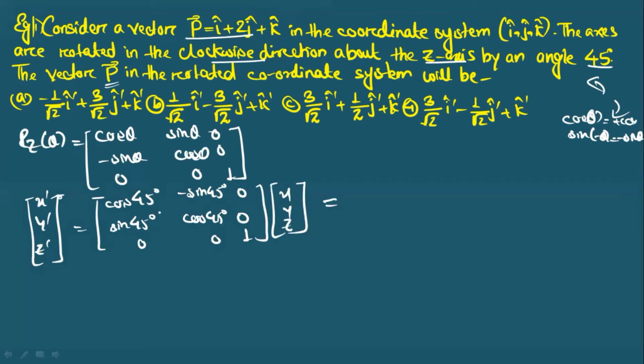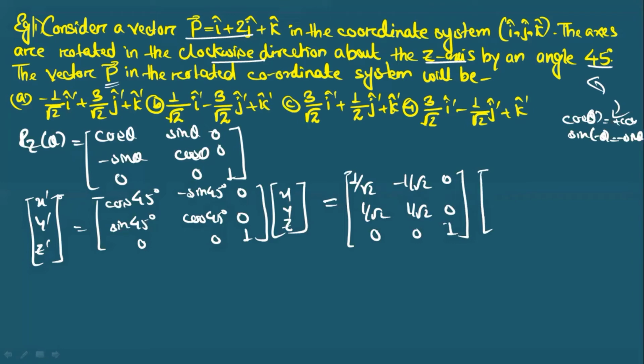Clear? So you can write the cos 45 value is what? 1 by root 2. Okay. Sine 45 is also 1 by root 2. So this is 1 by root 2, this is also 1 by root 2. The rest are 0, and this is 1. Right? And here you know the value of x, y, z is 1, 2, 1. So you will write 1, 2, 1. Clear? So this will be equal to what?